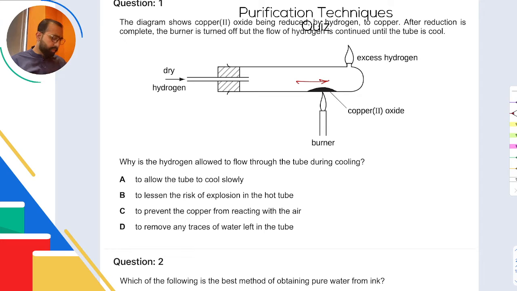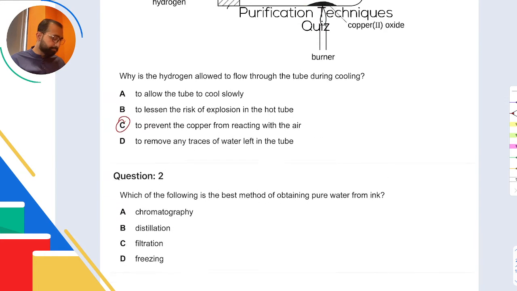Okay, to prevent the copper from reacting with the air. So again, what we are doing over here is that we are passing hydrogen over here, and hydrogen is going to go over copper, and if there's oxygen here, then copper that is already reduced might react with it again. So making sure that hydrogen keeps on going over it ensures that any copper that is already reduced does not oxidize again. So that's why I think this is the answer that we should have, C. To remove any traces of water left in the tube, not really, because water is just going to form and steam is going to move around.